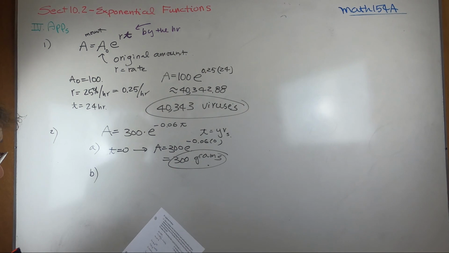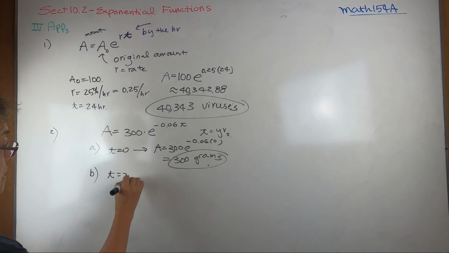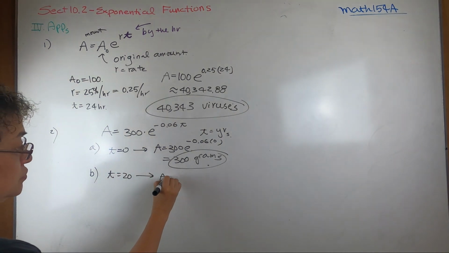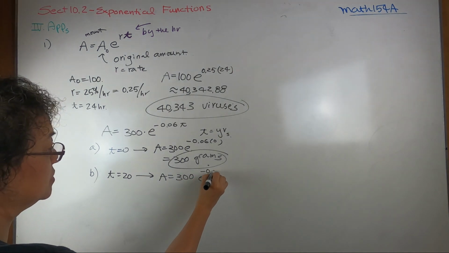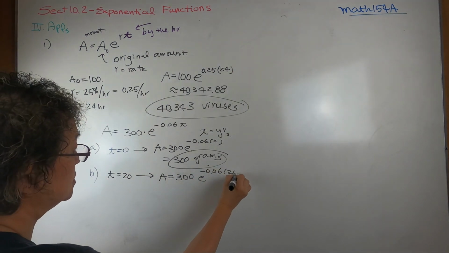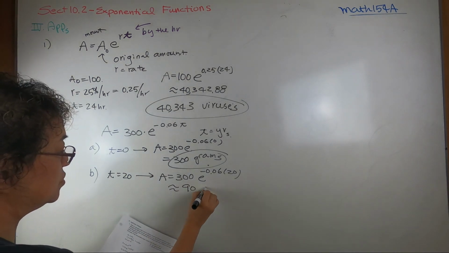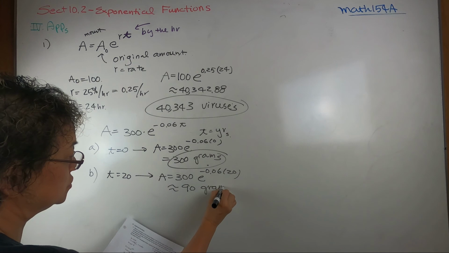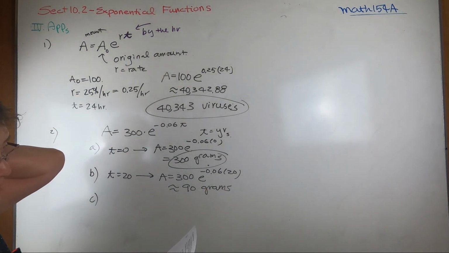Second one, it says find the amount present after 20 years. So t is 20 years. You just plug in, right? E to the negative 0.06 times 20. Then you should get 90 grams. Make sure you know how to use your calculators, right?